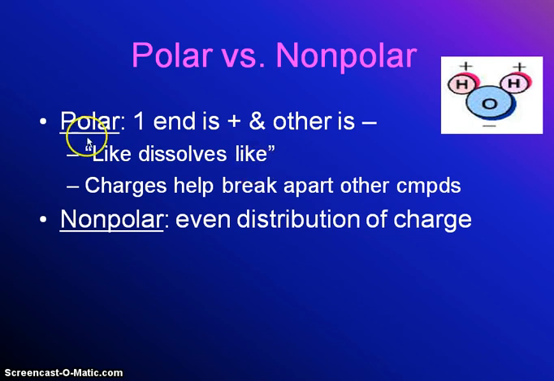Like dissolves like. Polar substances will dissolve other polar substances, and nonpolar things will dissolve only nonpolar things. If something is nonpolar, then that means it has an even distribution of charge. So both ends of the molecule would be positive or both ends would be negative. That's why oil and water won't dissolve in each other. Oil is a nonpolar substance, and water is a polar substance. So the two, when you combine them, will eventually separate out into two separate layers.